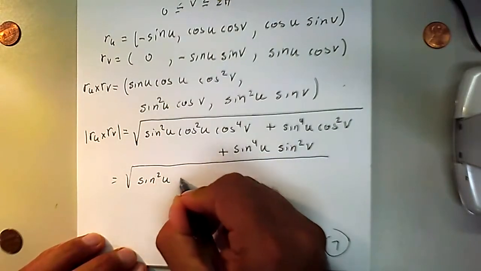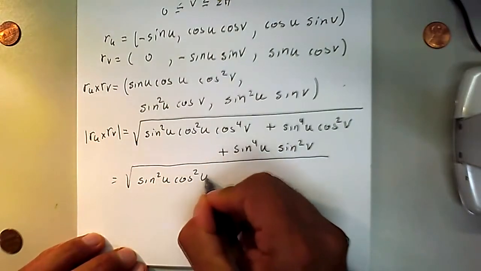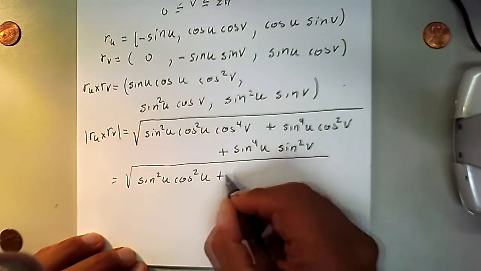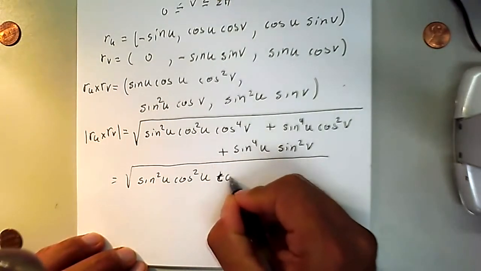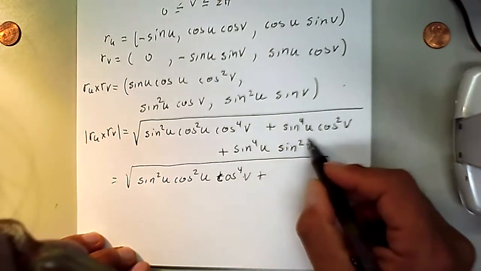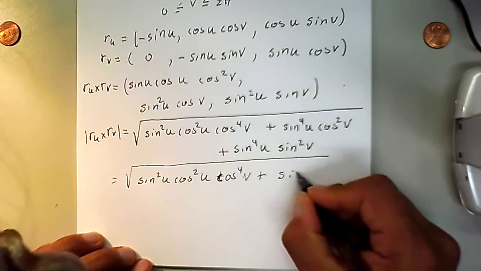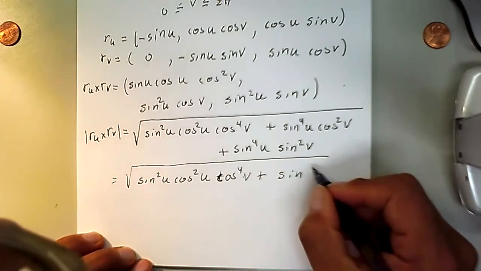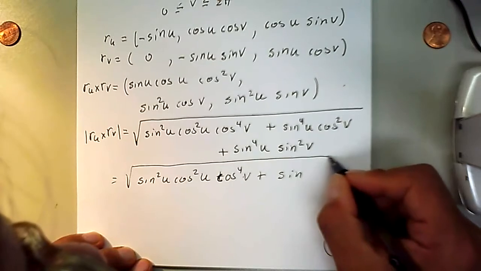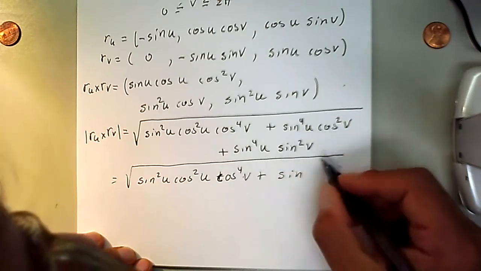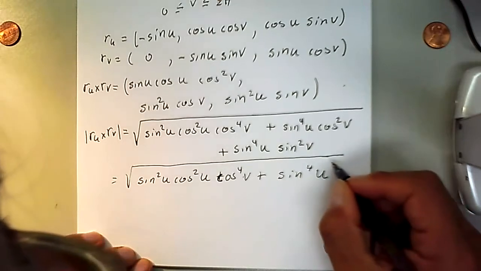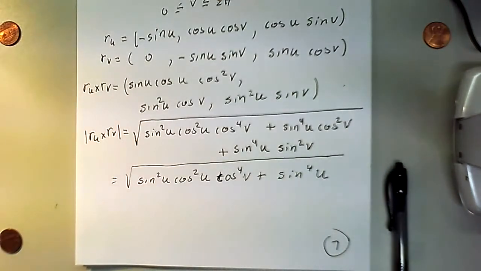sine squared u cosine squared u plus, oh, no, I missed the cosine here. Cosine to the 4 of v plus sine to the 4 of u. This looks a little funny to me. Let me pause for a moment so I can check.